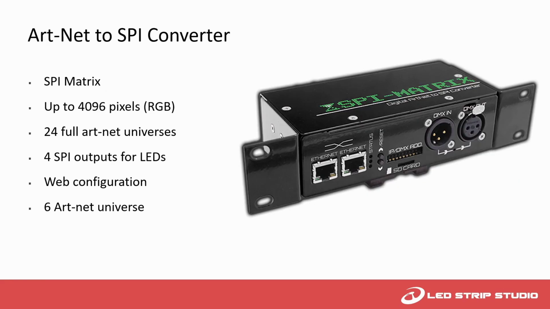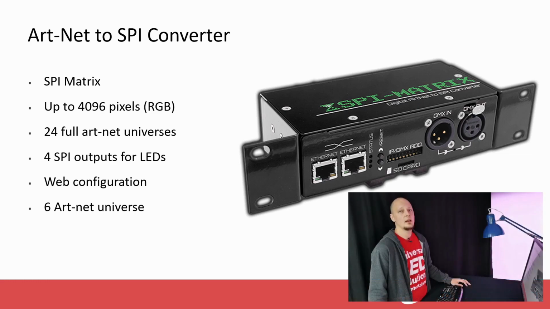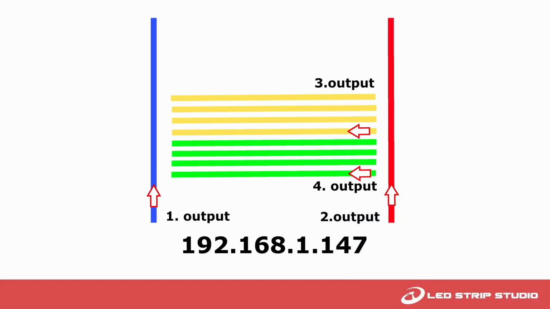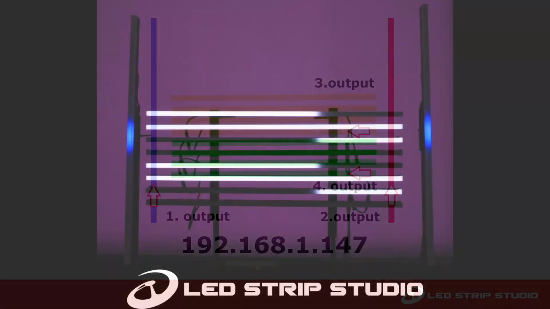This is the controller that we are actually working with today. It's the SPI Matrix, our flagship in regards to ArtNet. It can control 4096 pixels, which is quite a lot, and that means 24 full ArtNet universes. You've got 4 SPI outputs and an advanced web configuration tool. Now you have an opportunity, and we will be talking about that also later, to buy this controller with 6 ArtNet universes included.